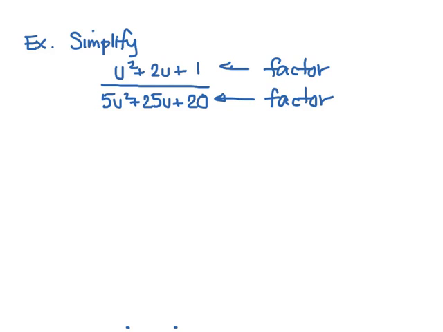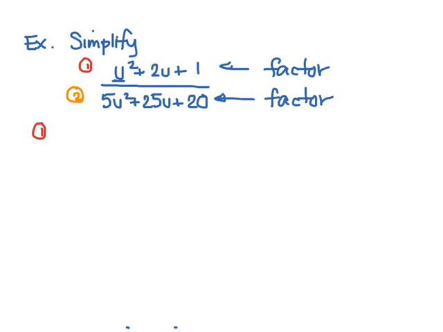So we have to factor our numerator, and then we have to factor our denominator, and we make them back into the fraction using their factors, and then we can simplify. So let's take a look at this first one. So this is like two different problems, and then we're going to combine them again.